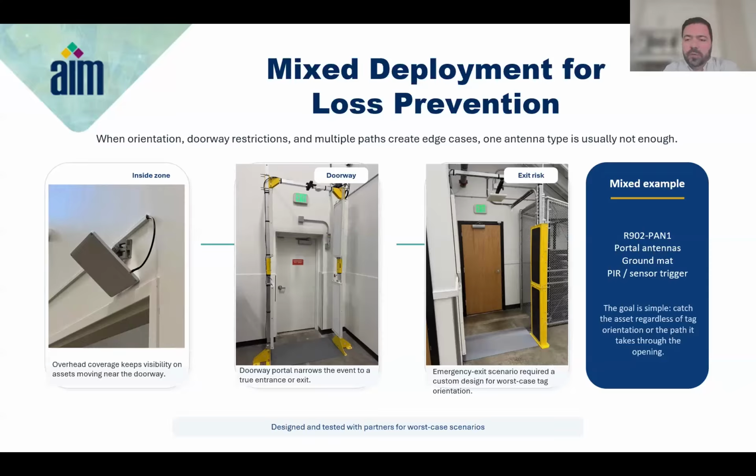So this is just something that we wanted to bring up. There's quite a few different accessories used in these custom solutions, but the goal, right, is to catch the asset regardless of how that tag might be being carried out with an unwilling participant, or the path that it takes through whatever opening it might be. And we do that by creating these choke points and custom solutions to ensure that however that tag is leaving, we have some type of visibility into it.